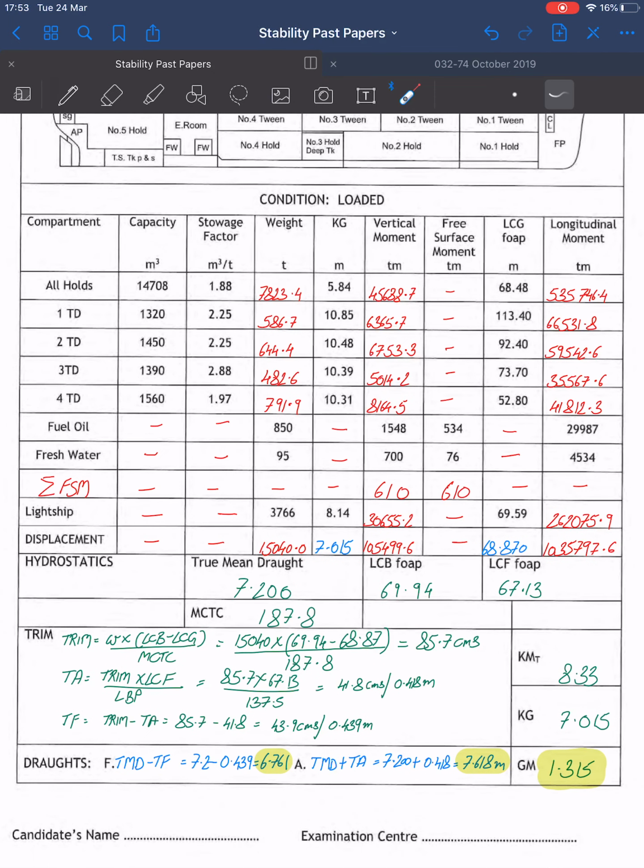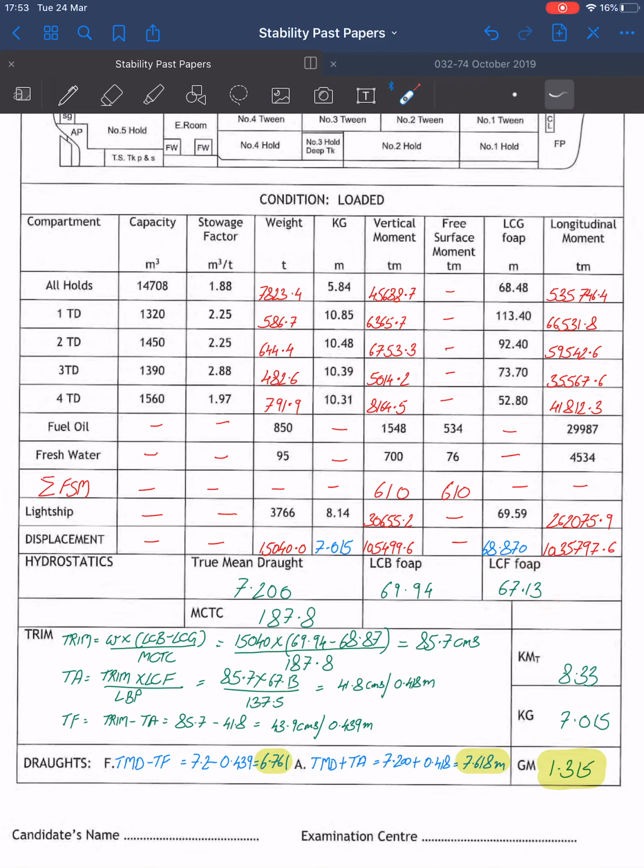Once we have got the final displacement as 15040 tons, we will go into the hydrostatic particulars associated with the MCA exams. Since the vessel was floating in salt water, we look up 15040 tons in the salt water column. We find that the true mean draft was 7.200 meters. LCB was 69.94 meters and LCF 67.13 meters.